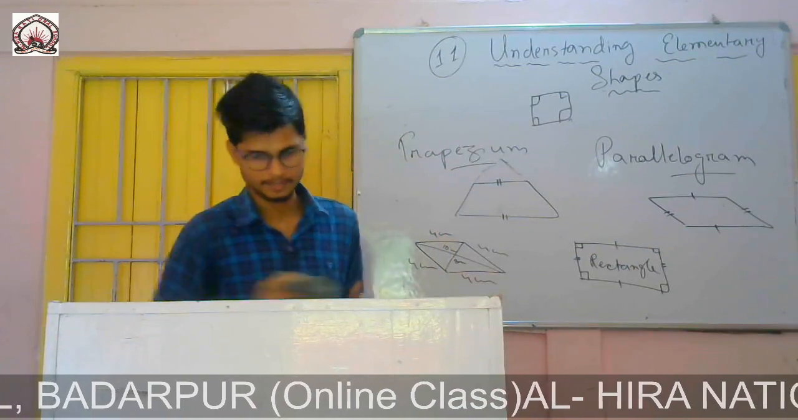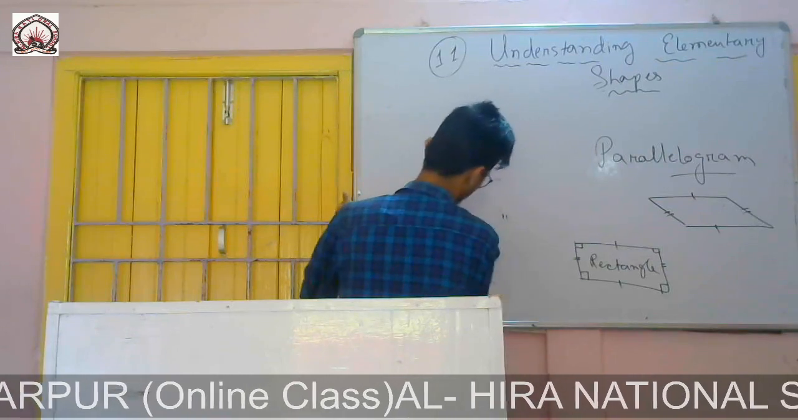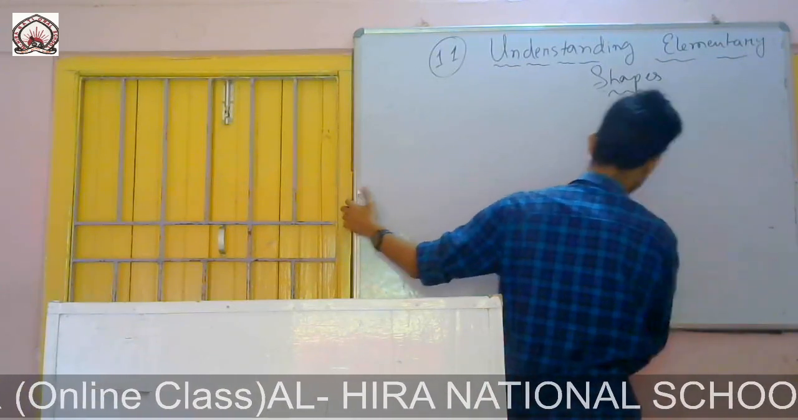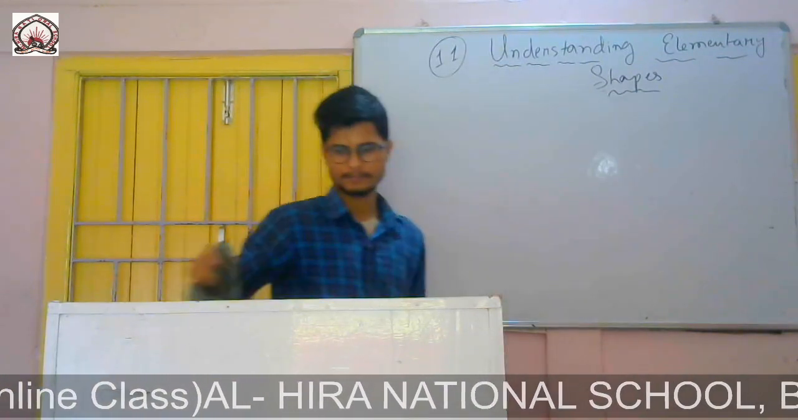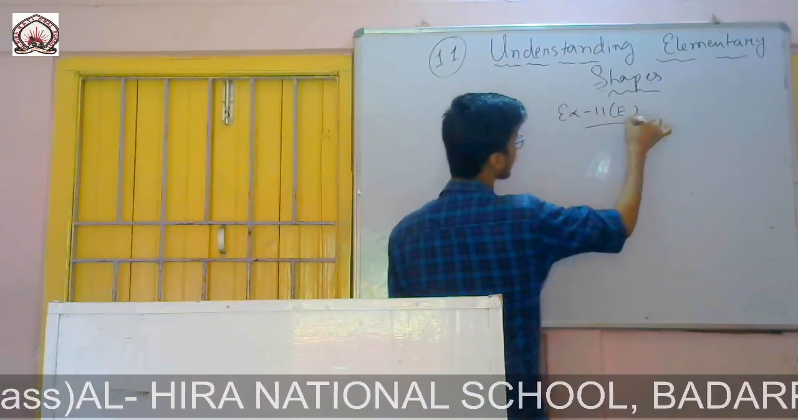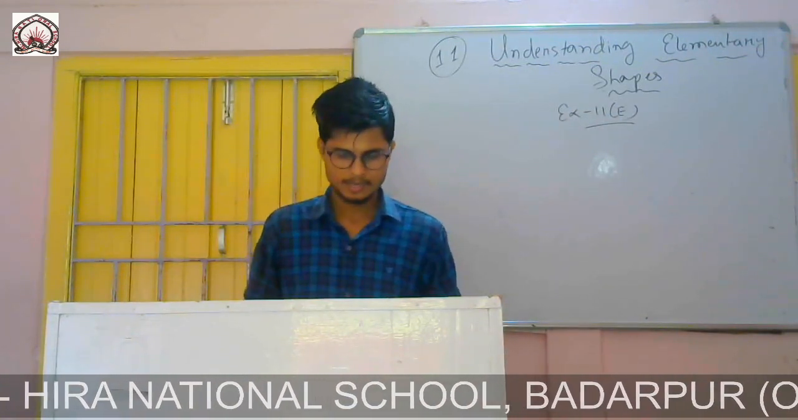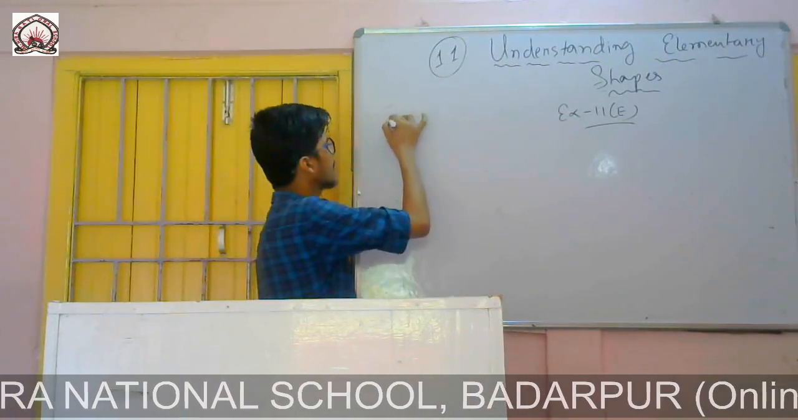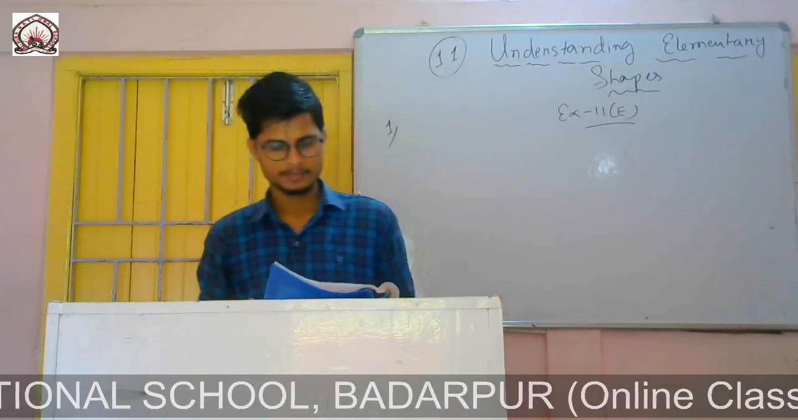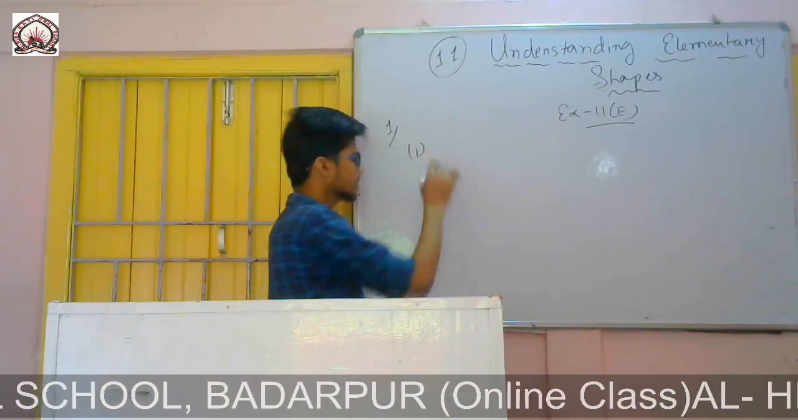So now let's begin exercise 11E. You see the figure in your book. Take out your book so that you can see. Question number 1, you see there are some figures given. The question is to name them. The shapes below are drawn on squared paper. So name each shape.